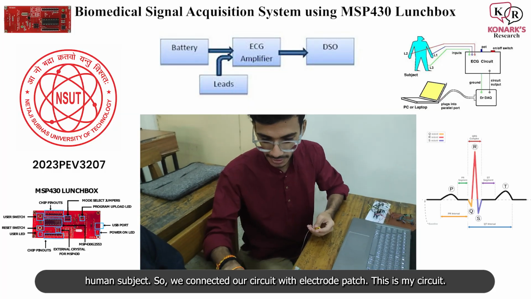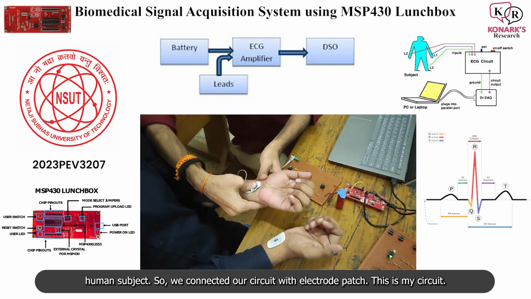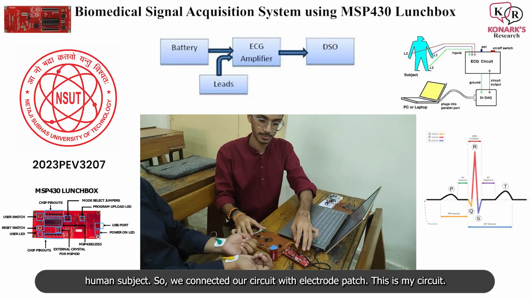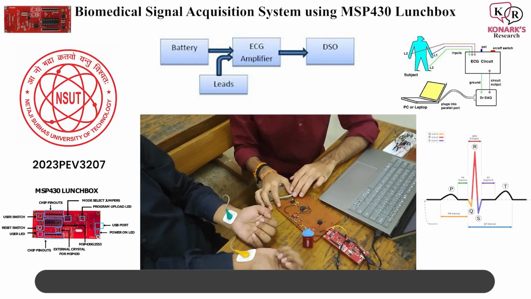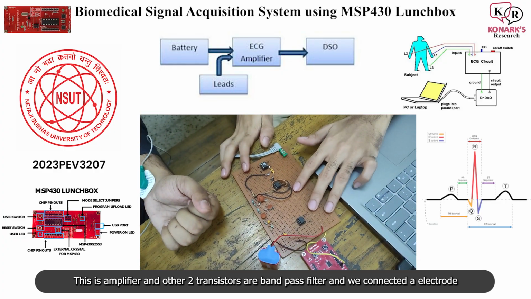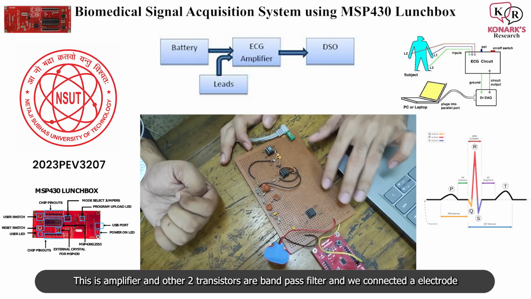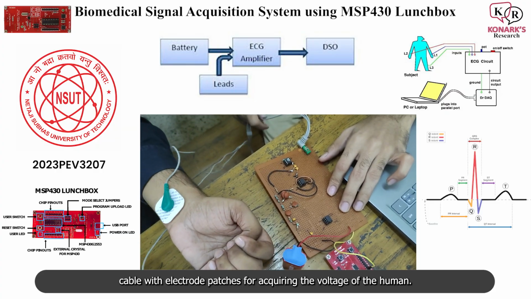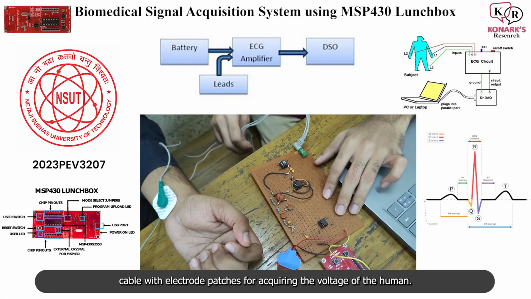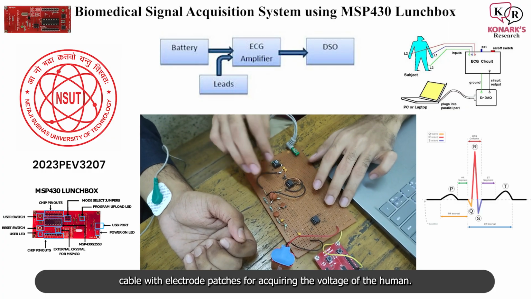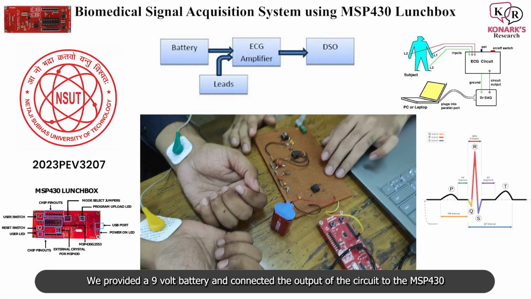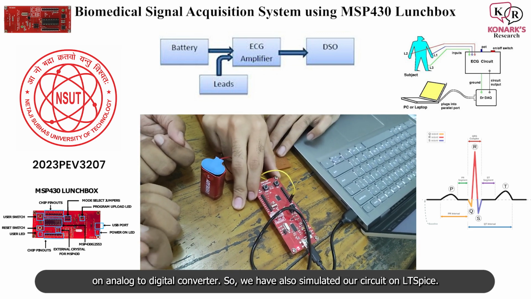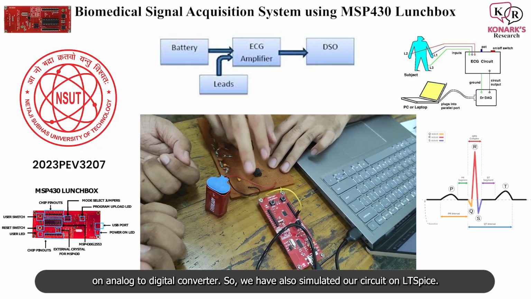So we connected our circuit with the electrode patch, and this is my circuit. This is the amplifier, and the other two transistors are the band pass filter, and we connected an electrode cable with the electrode patches for acquiring the voltage of the human. We provided a 9-volt battery and connected the output of the circuit to the MSP430 analog to digital converter.